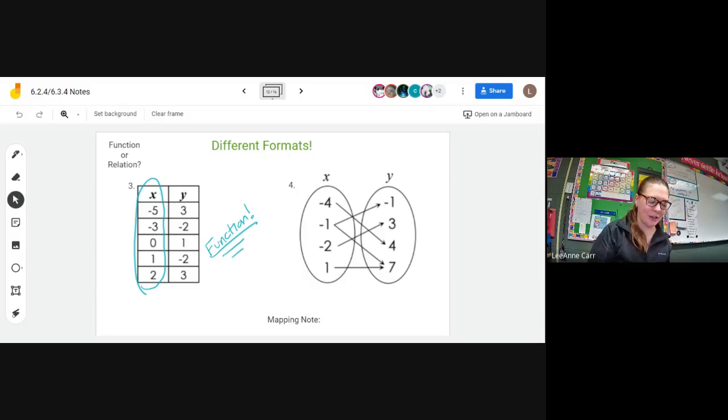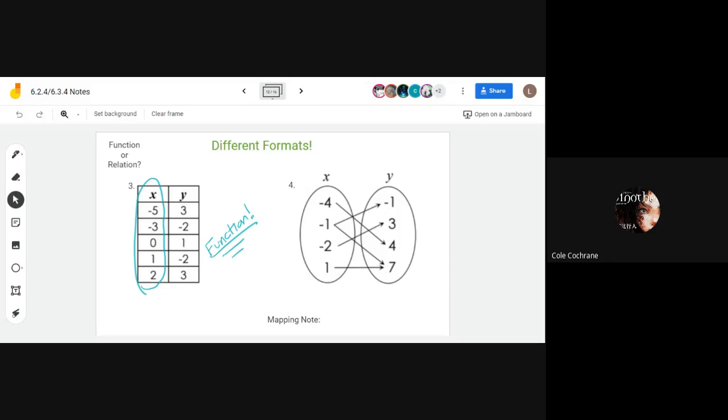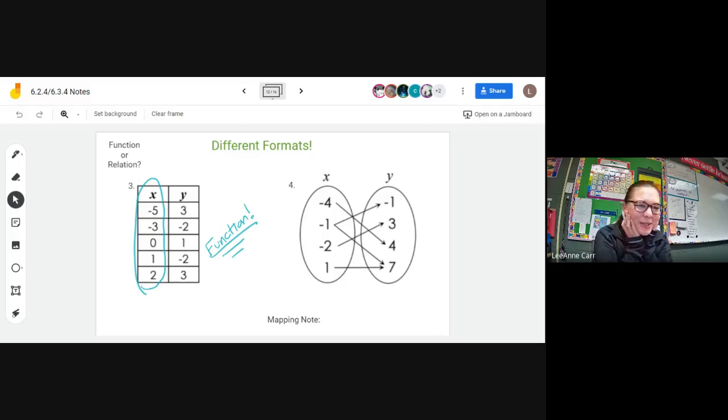Now let's look at this mapping diagram. This mapping diagram, if we look over here, it looks like there are no repeats. However, no, you're fine, Kara. Don't apologize. However, what do we notice about this mapping diagram? Anybody notice anything? Cole? Yeah. -1 has 2 separate outputs. I love it. And I love that you use the terminology. That's so good. Yes, -1.